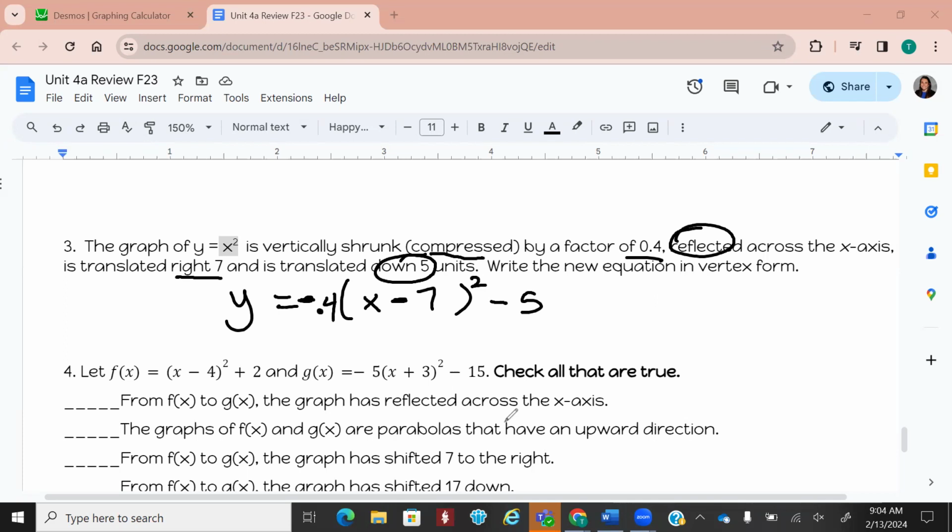Yes. Would it make a difference if we put the negative inside the x instead of on the 0.4? Yes. Because that would be negative x squared, which would make that positive. So negative out front. Now, if it was written like this, with no parentheses, then that would be negative. It would be a reflection. That makes sense? Okay.